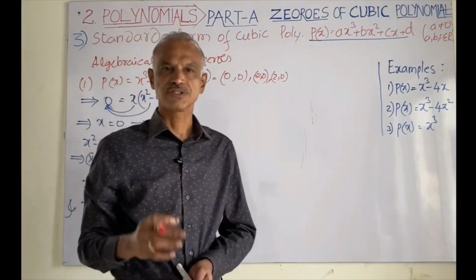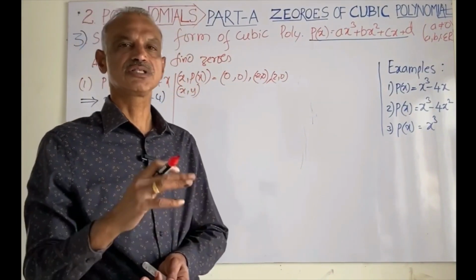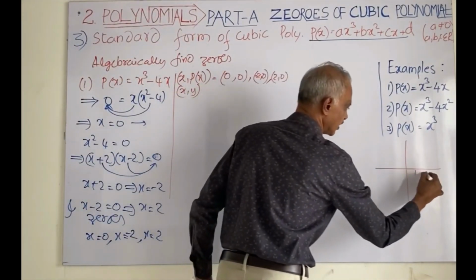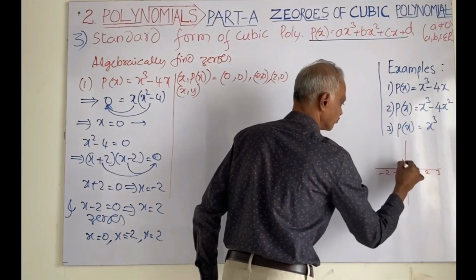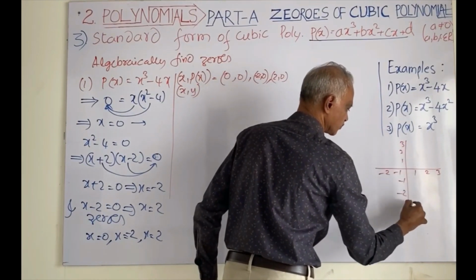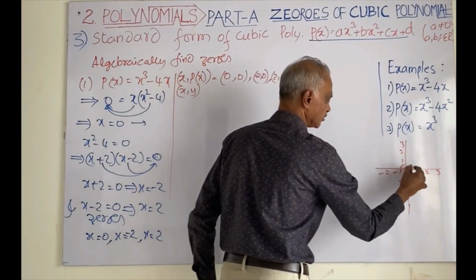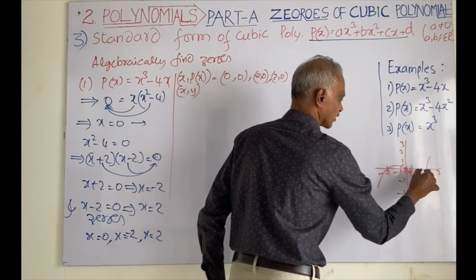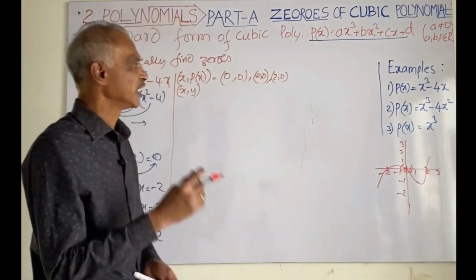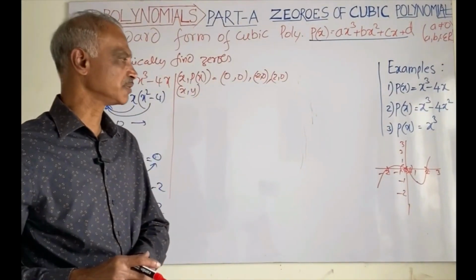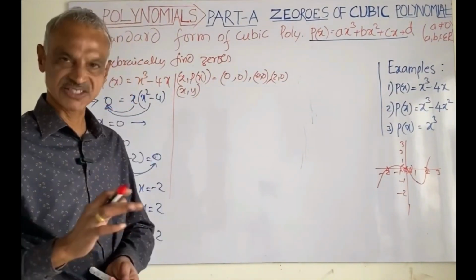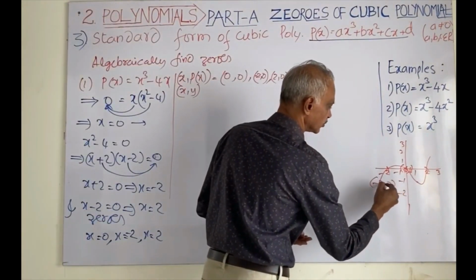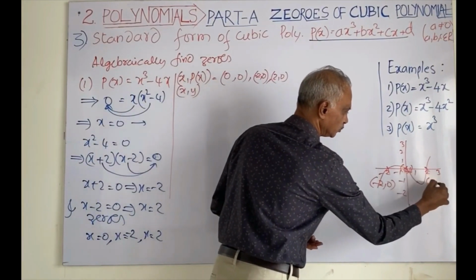Because 0, minus 2, and 2 are the zeros of the polynomial. I will draw the rough graph. I am drawing here 1, 2, 3, minus 1, minus 2, on both axes. This is the origin. What is the rough graph? The rough graph of the polynomial x cube minus 4x intersects the x-axis, touching it at minus 2, 0, at 0, 0, and at 2, 0.